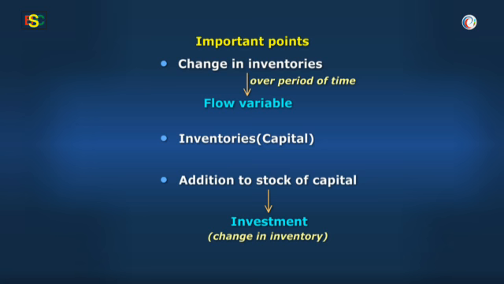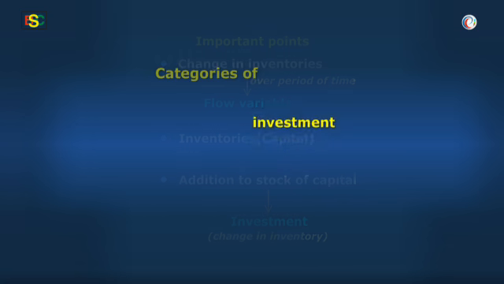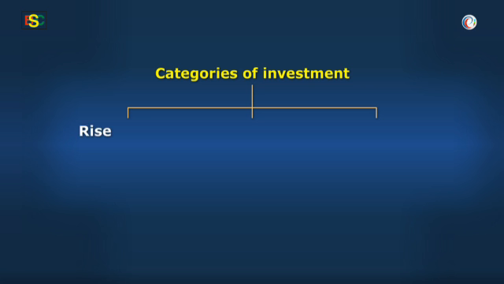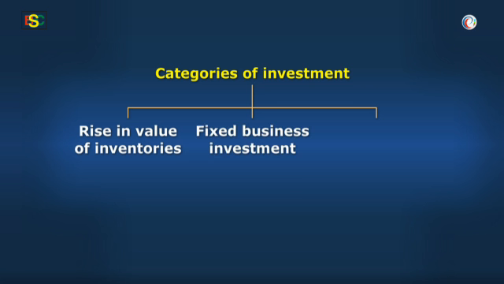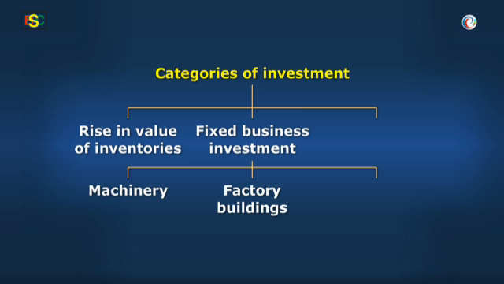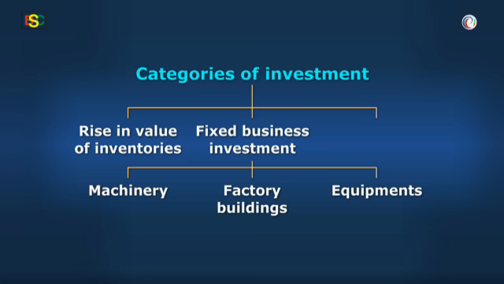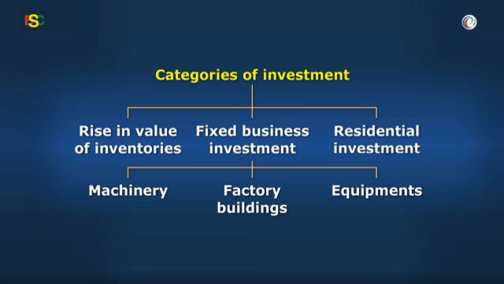Now, Vidya, there can be three major categories for investment. 1. Rise in the value of inventories of a firm over a year. 2. The fixed business investment, which is defined as the addition to the machinery, factory buildings, and equipments employed by the firms. 3. The last category of investment is the residential investment, which refers to the addition of housing facilities. Categories for investment may be planned or unplanned.